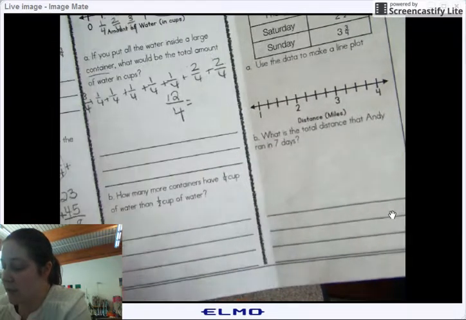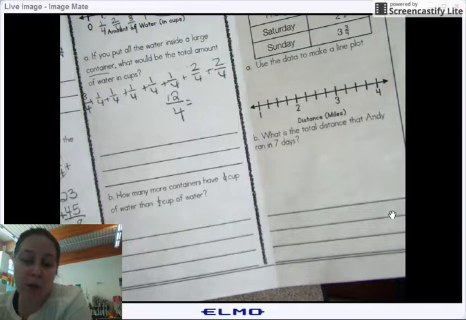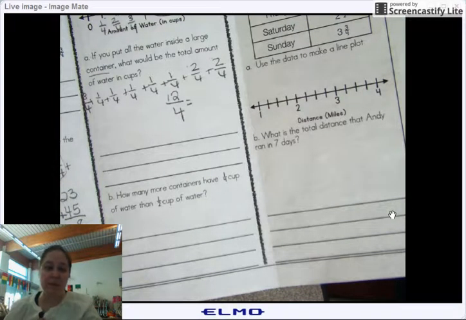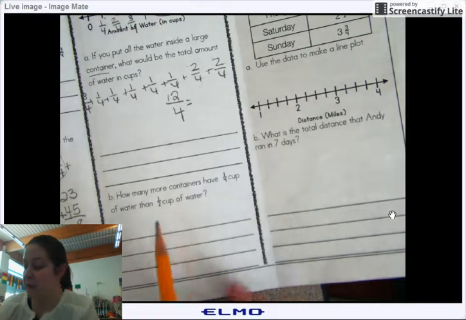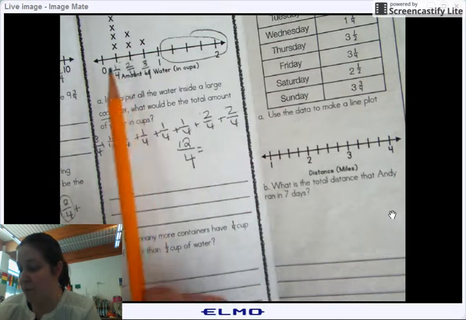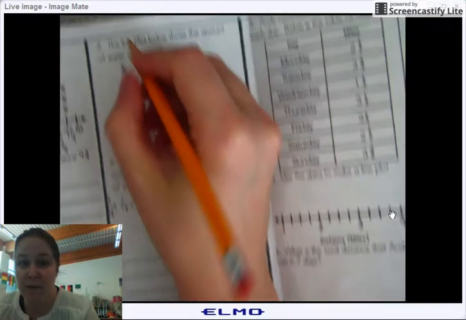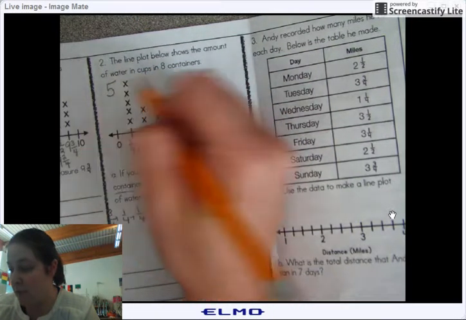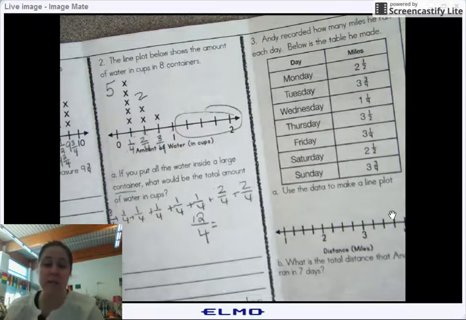How many more containers have 1/4 of a cup than 1/2 of a cup of water? So some of these questions are going to be really easy, and some of them you're going to have to add, multiply or divide with these fractions. How many more containers have 1/4 than 1/2? Well, you have 5 containers up here, and you have 2 containers. How many more? It's a simple observation, really easy. Type in the answer.